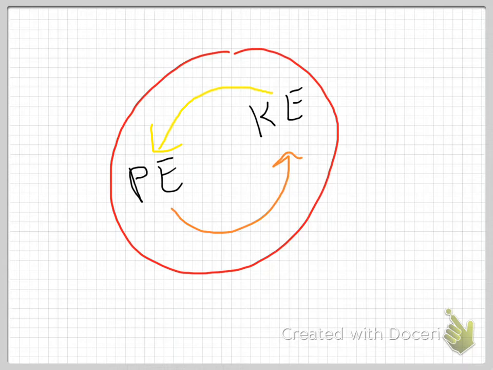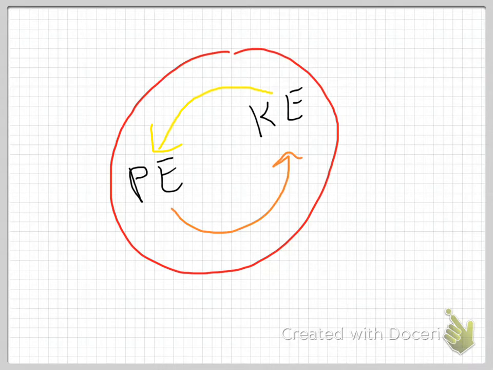But the idea is, if I sum it all up, I get some amount, and that amount is not going to change as long as my system is isolated, as long as nothing gets in or out. Now, within the system, things can change from kinetic to potential and back again, and they do frequently.